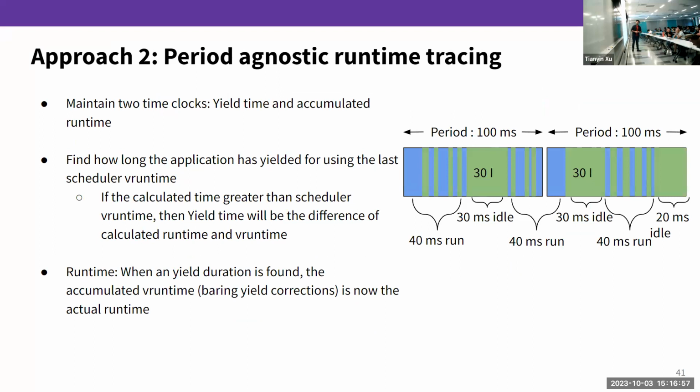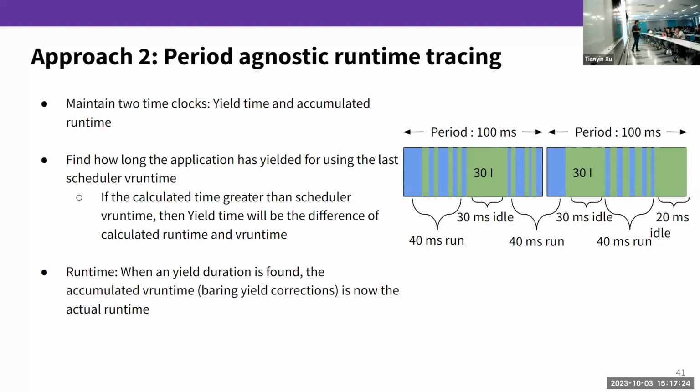How we solve it is we do period-agnostic runtime tracing. The way we do it is we set up time clocks. We call them yield time and accumulated time. We basically find out how long an application is yielded for. If that application is yielded for long enough, or more than its bandwidth slice, then we know for a fact that that was actually the sleep time. And then we take the accumulated runtime, and find the difference of that.